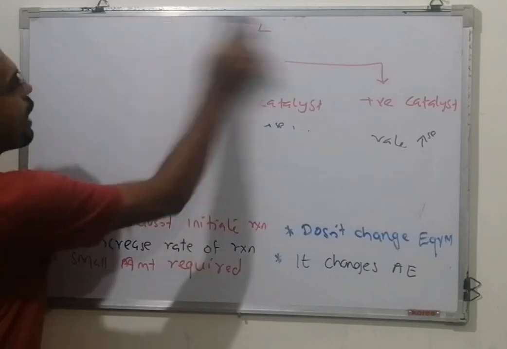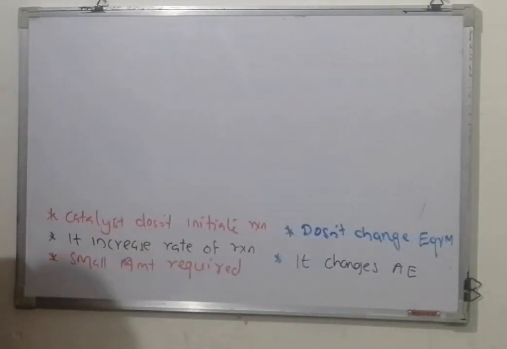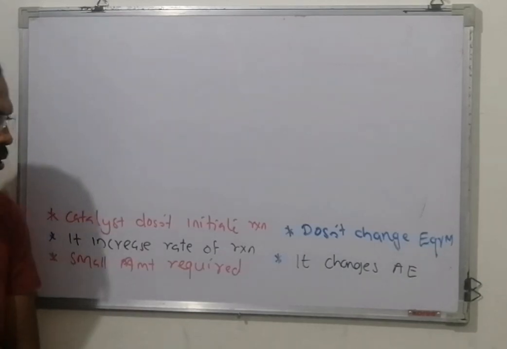One is, catalyst does not initiate the reaction. Catalyst cannot initiate the reaction. It increases the rate of reaction only. Small amount of catalyst is required. We don't need a huge amount of catalyst, only a small amount, because it does not take part in the reaction, or it is not consumed in the reaction. You will get the catalyst back once the reaction is over. Therefore, only a small amount is required.